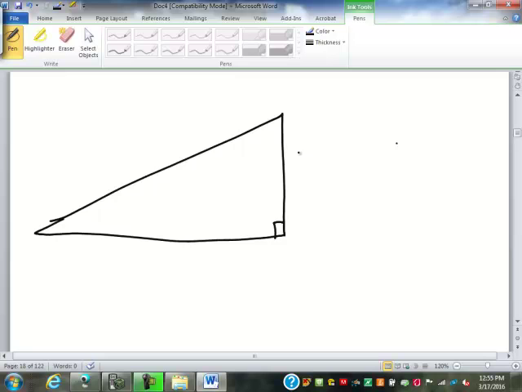So let's have a triangle here. I'm going to call it A, B, C. Now, when we label a triangle like that, remember the side that's opposite A is called little a. The side that's opposite B is called little b, and the side that's opposite C is called little c. And I'm going to label side b as 5 inches. Side a is going to be 12 inches, and c is going to be 13 inches.